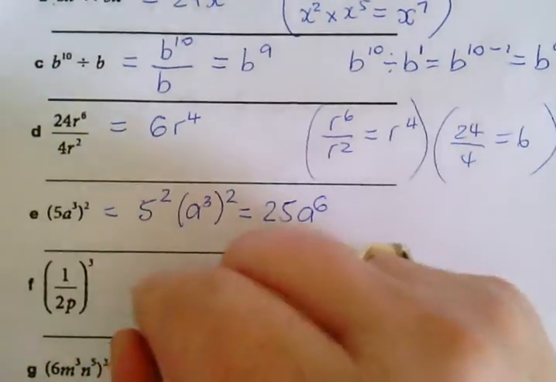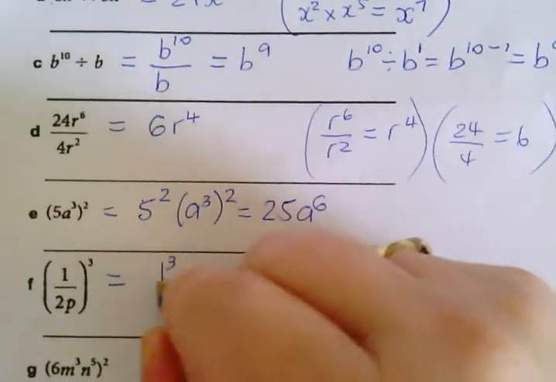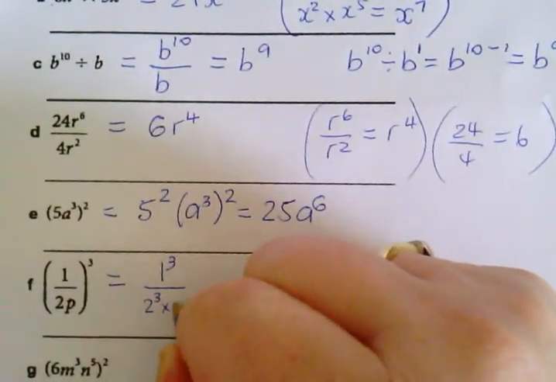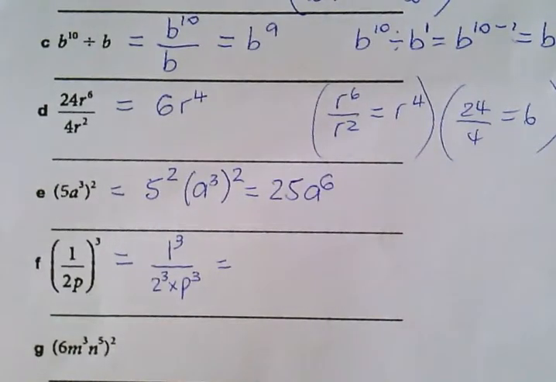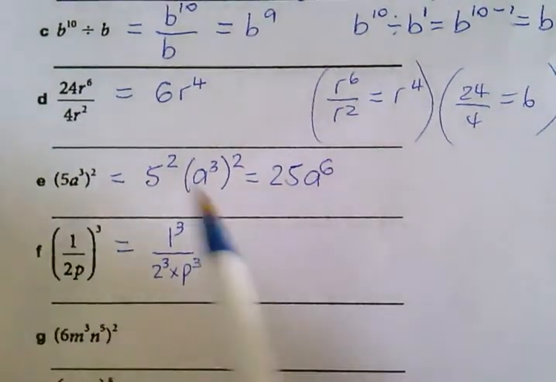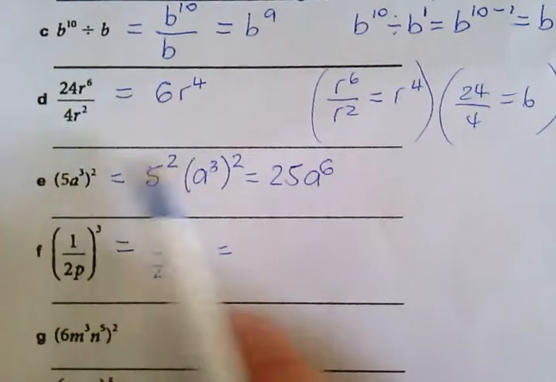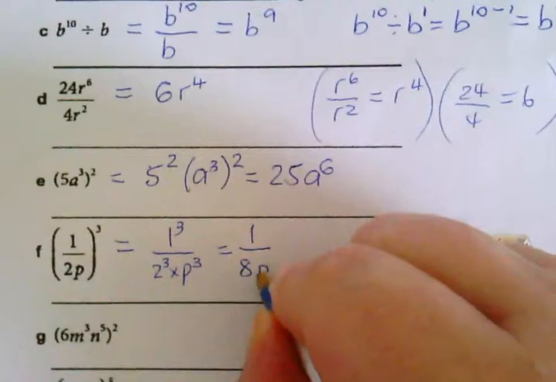The next one, be very careful. You know what I would do if I were you with all these bracket ones to the powers? It's 1 cubed over 2 cubed times p cubed. Do you see that everything in there has been cubed? 1 is cubed, 2 is cubed, p is cubed. How are you with that? And I think if you do it that way, you're less likely to make a mistake and everything stays in its proper position. Just like this, 5 is squared and 8 cubed is squared. So we've got 1 over 8p cubed.